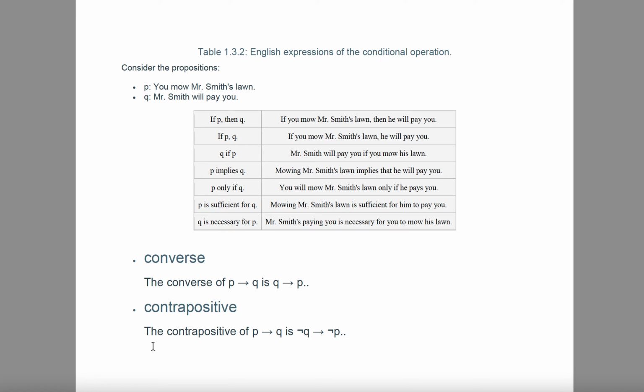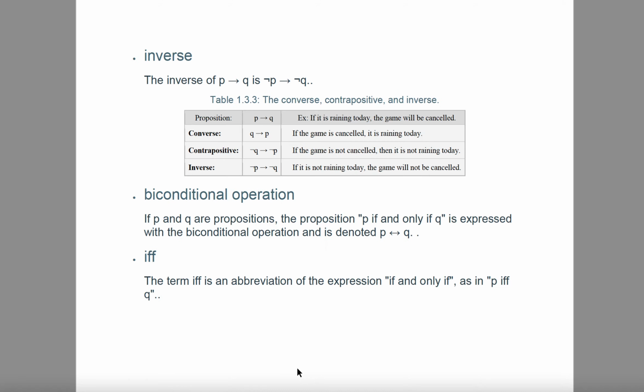Now the converse of this would be: if Q then P, or Q implies P. The contrapositive, on the other hand, just negates both sides: if negative Q, then negative P. The inverse of if P then Q is: if negative P, then negative Q. So keep this table in mind.